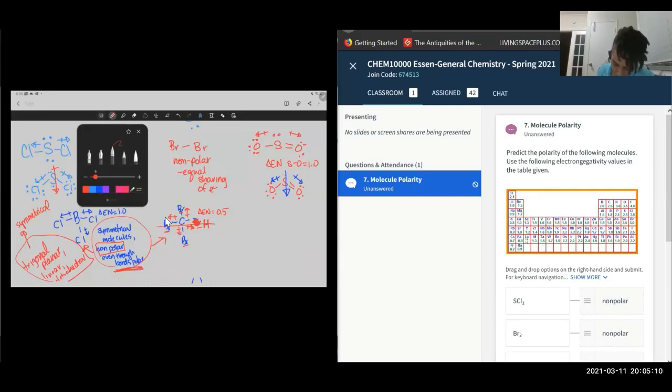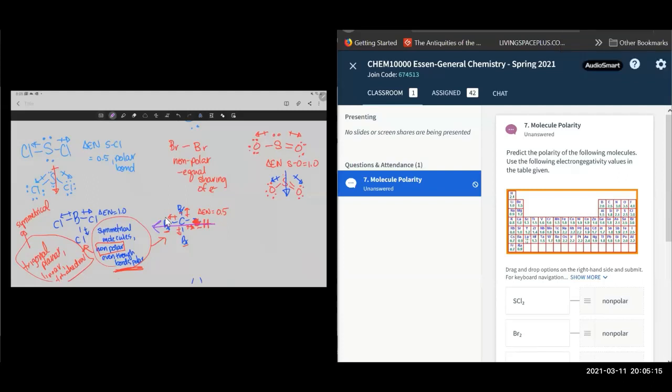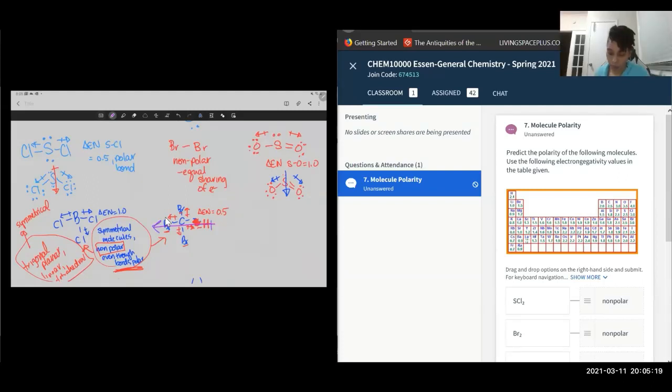And the polarity would go, let's give it a different color, the polarity would go in this direction. All right. So Br2 is non-polar because we've got equal sharing of electrons between both of the bromines. They're the same atom.